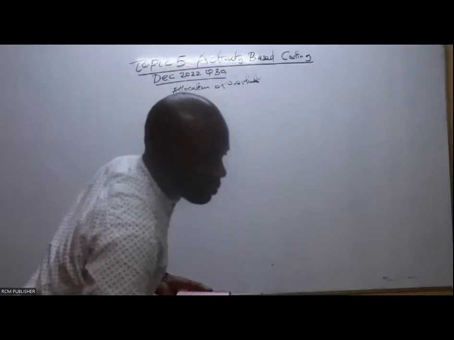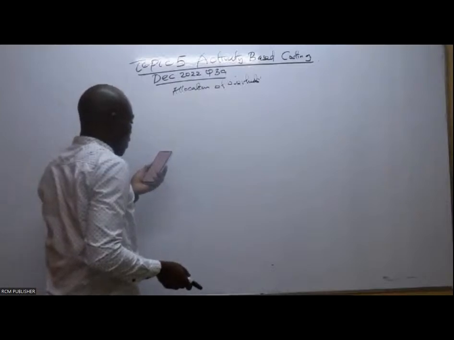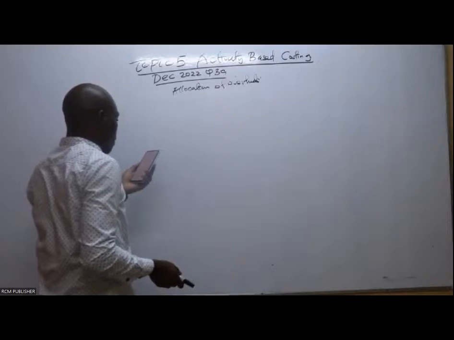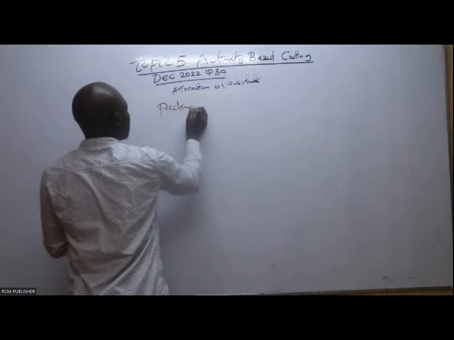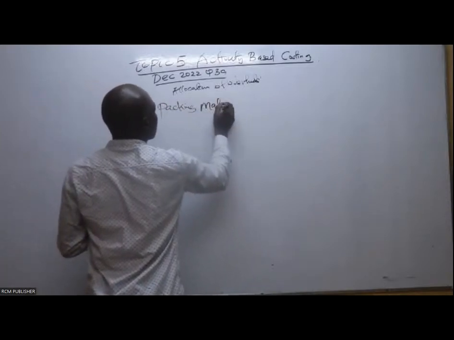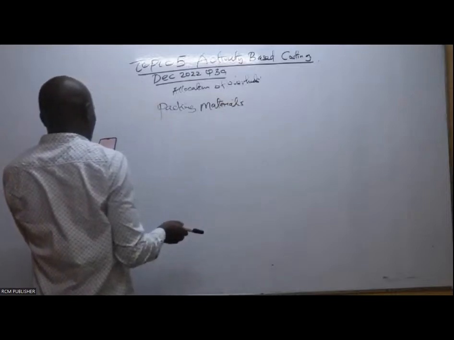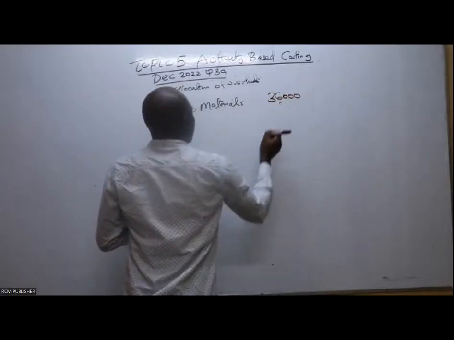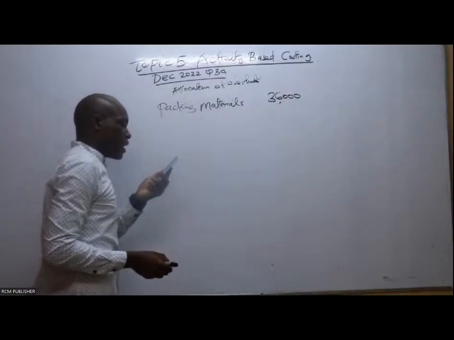Look for one item as we close this class. Let me see, there's that one there. Packing materials. We have a total of 36,000. We have to share it. It is distributed based on the number of customer orders.